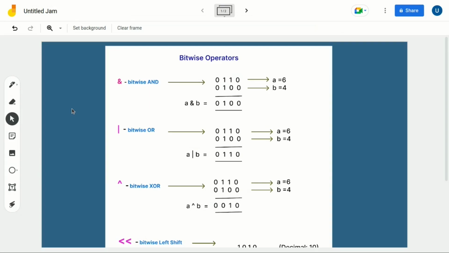Bitwise operators are used to perform bitwise calculation on integers. Bitwise operators work on bits, which are binary digits 0 and 1. Each bit represents a power of 2 in the binary number system.